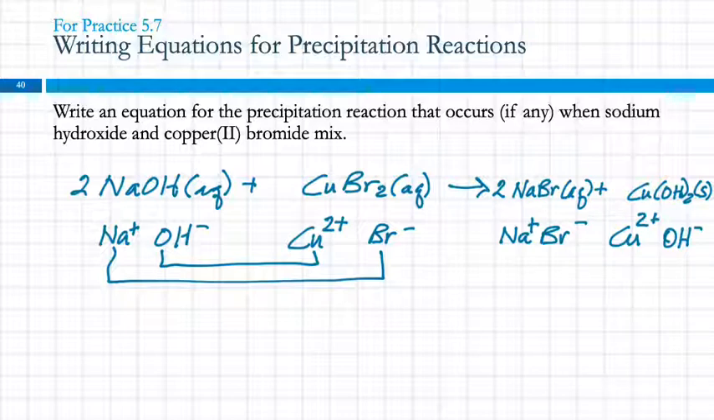This is putting together several steps that we've learned previously. We need to know formulas for ions and their charges. We need to be able to put those ions together to make a neutral compound. And we need to be able to balance an equation.